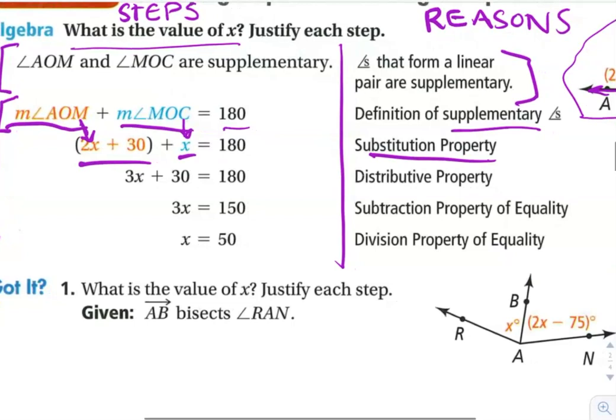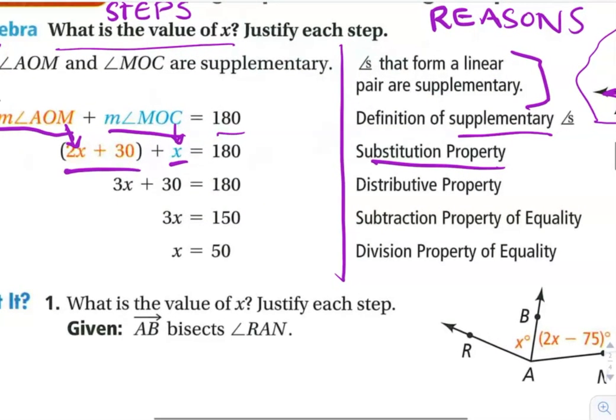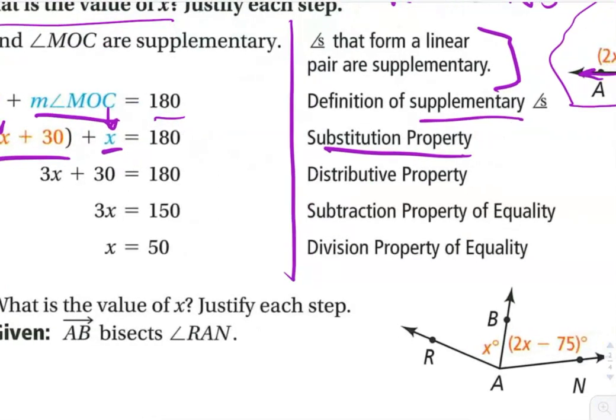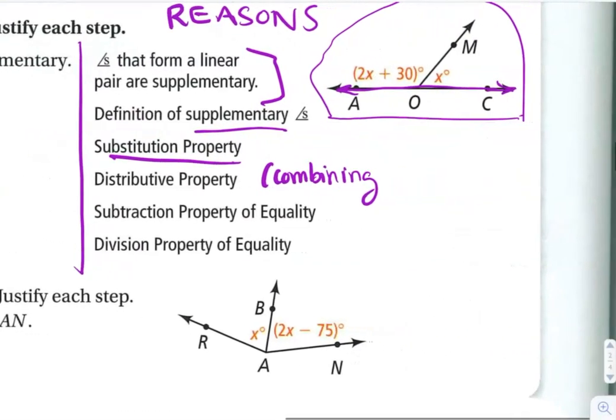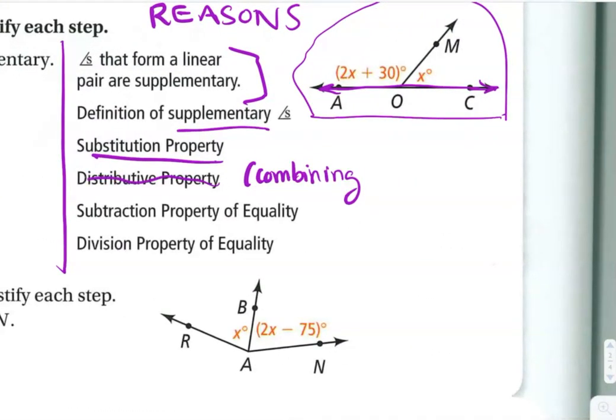And then from here, I don't really love that they say distributive property here, guys. I would actually say that we're just combining like terms. When I think of distributive property, I would be multiplying x by 2x and then x times 30, which I'm not. So I'm going to change this little typo here to combining like terms.